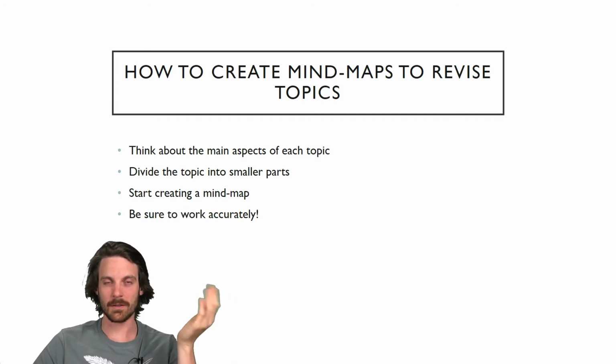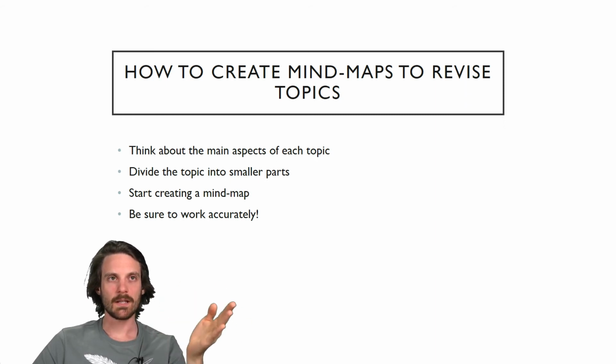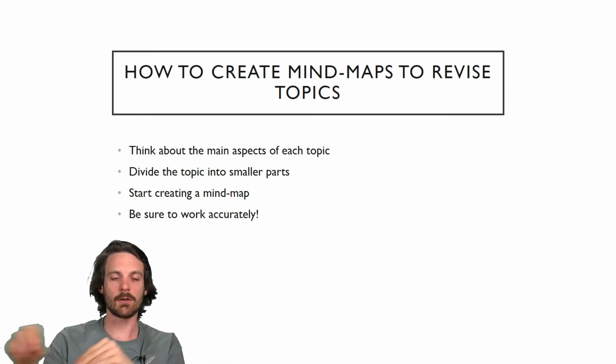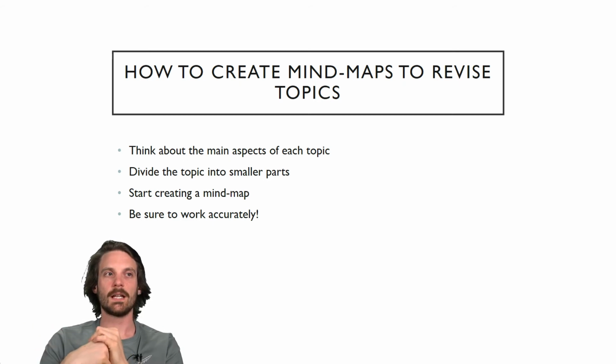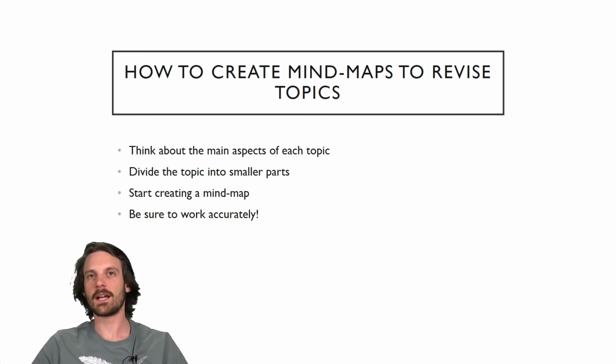Aspects of each topic, of course. Think of the main aspects. So, then divide the topic into smaller parts, and then start creating the mind map. And of course, be sure to work accurately, but that's just an advice of mine.